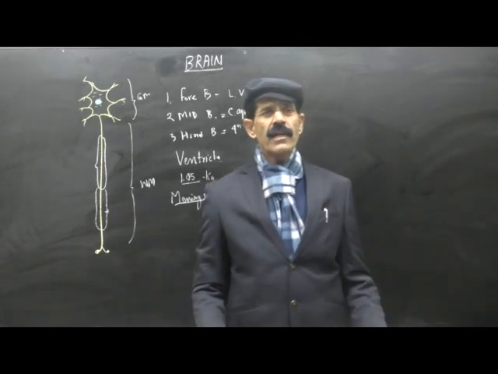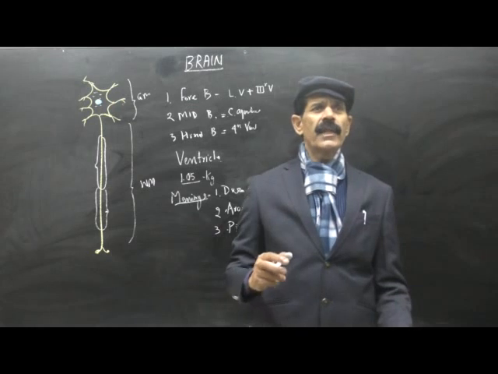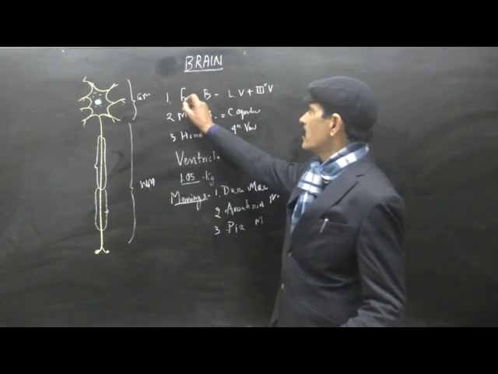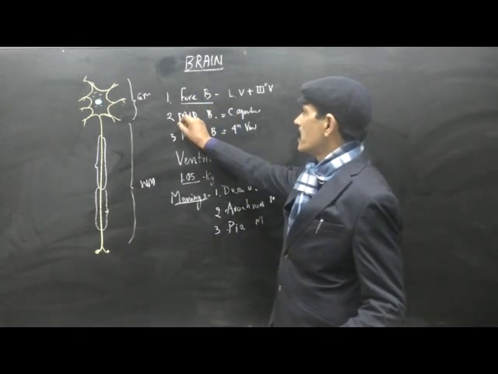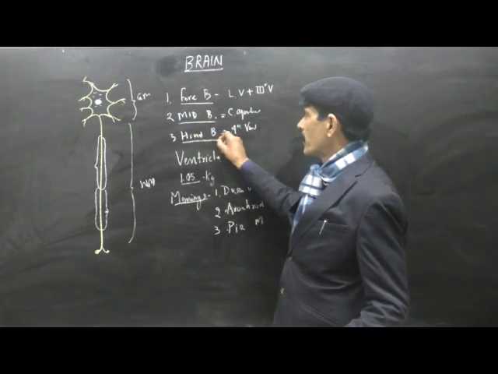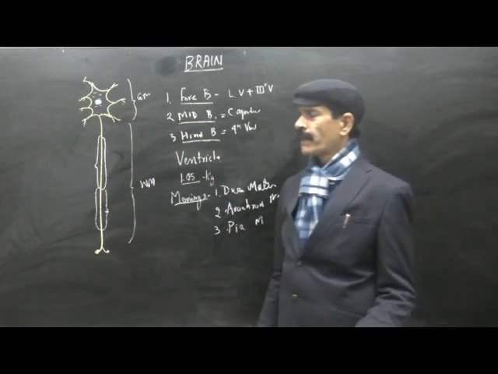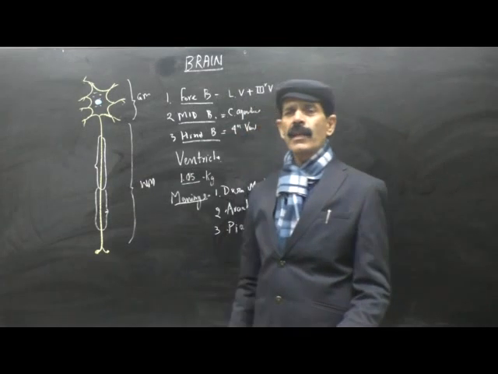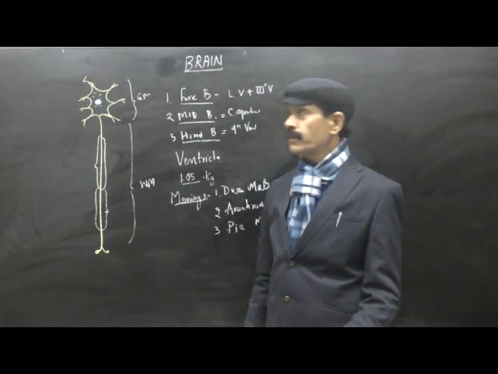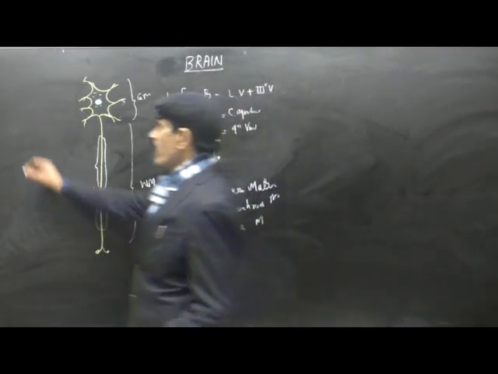So the brain is divided into three parts, and we will study the brain under these headings. First we will do the forebrain, then the midbrain, then the hindbrain. Then we also use certain terminology for the nervous system. One is called the afferent.